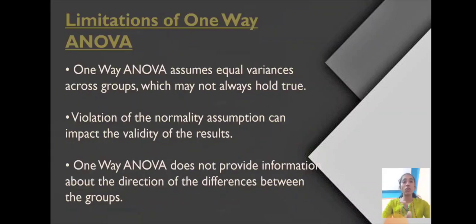Limitations of One-Way ANOVA. One-Way ANOVA assumes equal variances across the groups, which may not always hold true. A violation of the normality assumption can impact the validity of the results. One-Way ANOVA does not provide information about the direction of the difference between the groups.